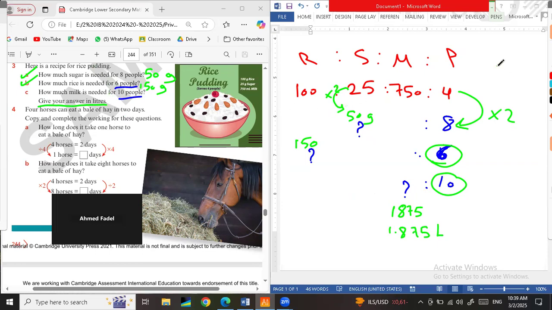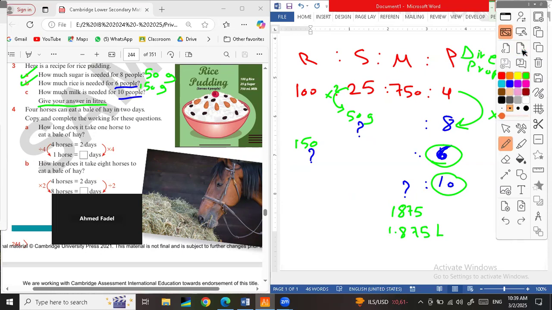All right, as you noticed here, and as we agreed a few minutes ago, this is all about direct proportion. All right, let's have a look at the next question.